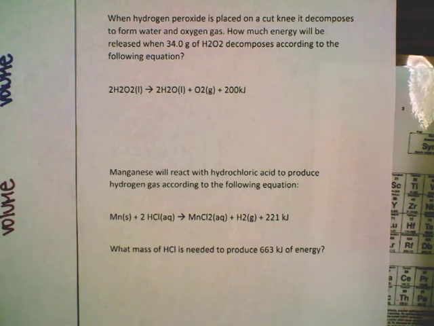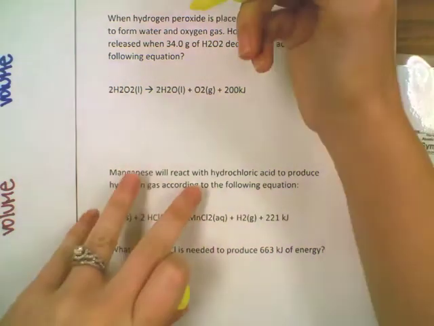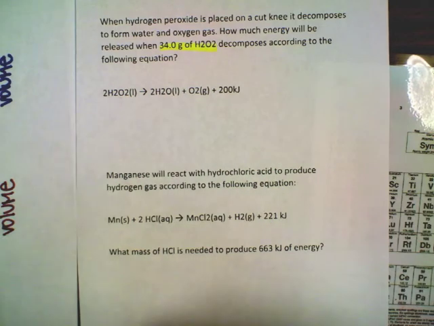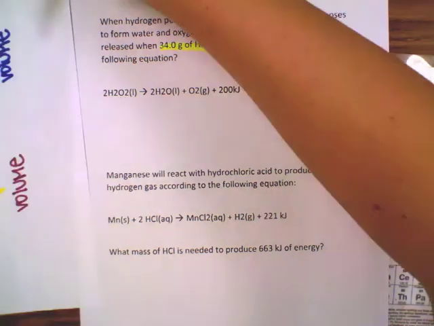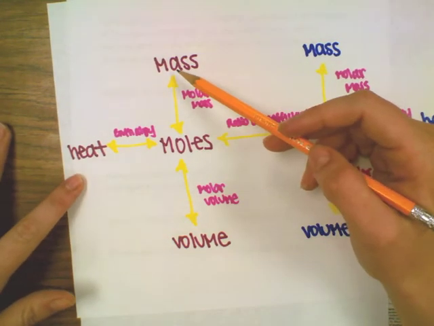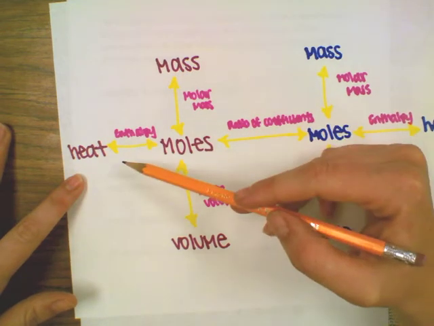When hydrogen peroxide is placed on a cut knee, it decomposes to form water and oxygen gas. How much energy will be released when 34 grams of hydrogen peroxide, H2O2, decomposes according to the following equation? All right, so we are starting with mass of hydrogen peroxide, and we are asked to find the amount of heat that's going to be released.